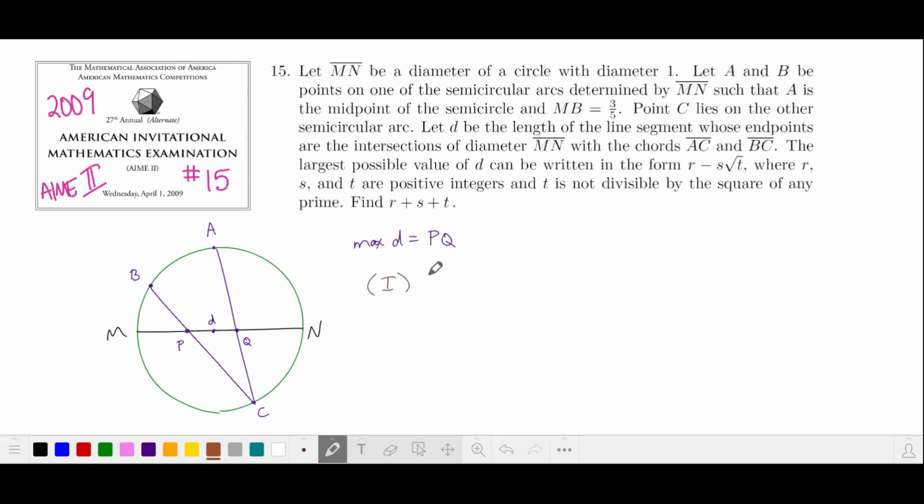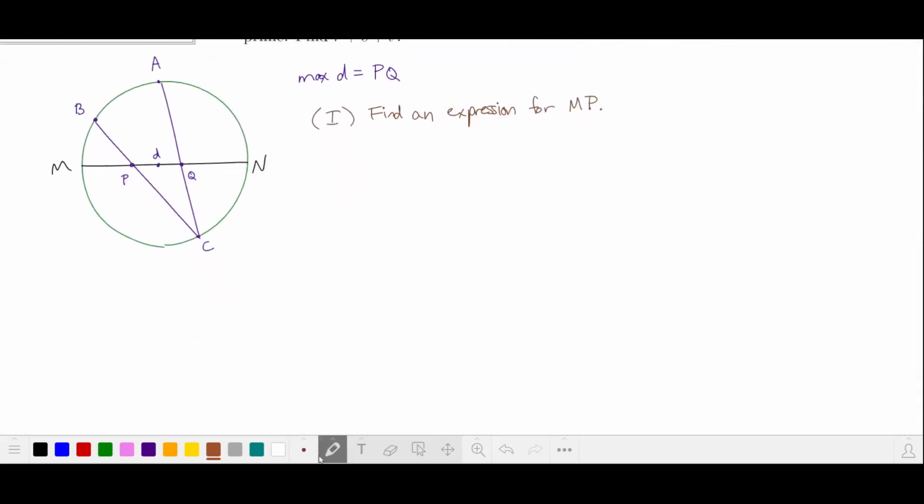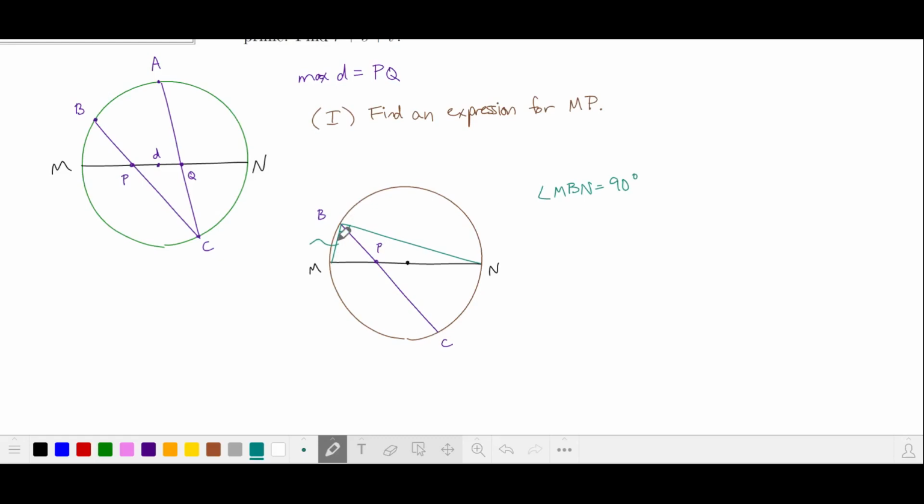So first, we're going to find an expression for the distance from M to P. Let's draw a simplified version of this circle with just BC. Drawing in MB and BN, we have a 90-degree angle here at B, and we're given that this length is 3/5 and the diameter has length 1. So we know that the distance from B to N is 4/5.